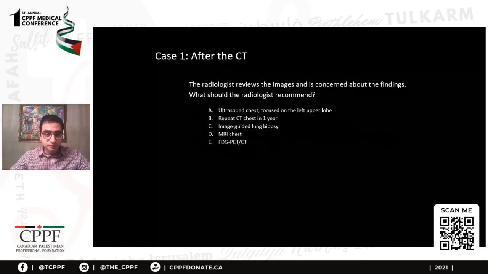So a radiologist reviewed the images and is concerned about the findings. They found a spiculated mass in the left upper lobe. What should the radiologist recommend at this point? Would it be an ultrasound of the chest focused on the left upper lobe? Will it be a repeat CT chest in 1 year? Will it be an image-guided lung biopsy? Will it be an MRI chest, or will it be a PET CT? You have 30 seconds.